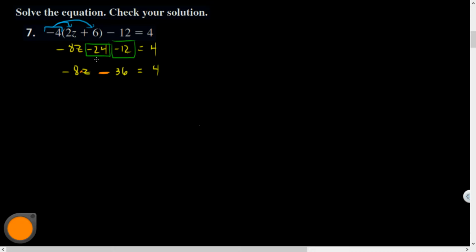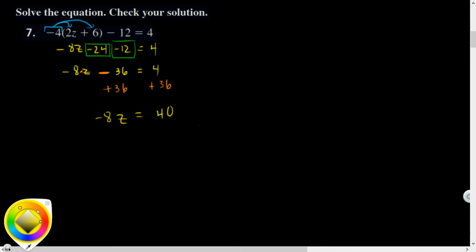So what's the inverse of subtracting 36? That's right. Add it to both sides. And make sure when you add to both sides, you realize that you are adding to both sides of the equal sign. Sometimes I've seen students do it like this or something like that, and that ain't how it works. But we'll try to avoid some of the common mistakes today.